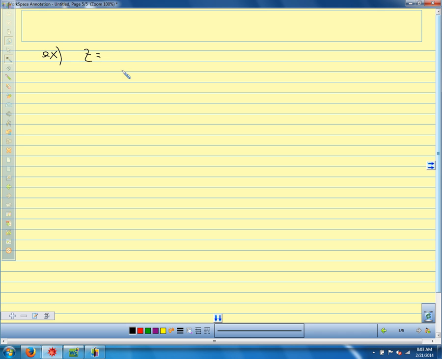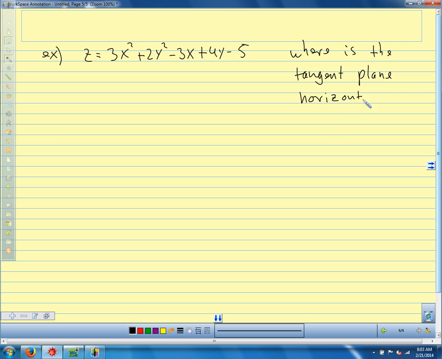So we have z equals 3x squared plus 2y squared minus 3x plus 4y minus 5. We want to find where the tangent plane is horizontal. So where is it parallel to the xy plane?